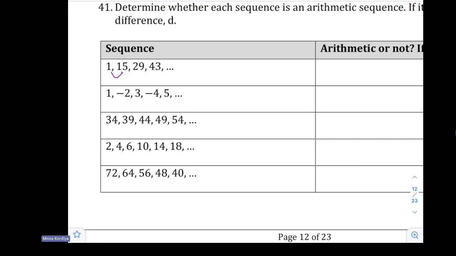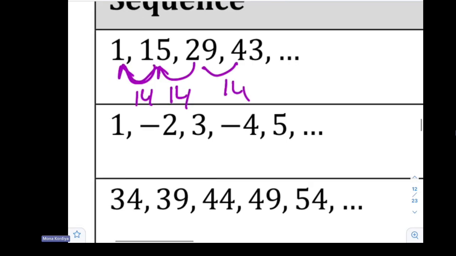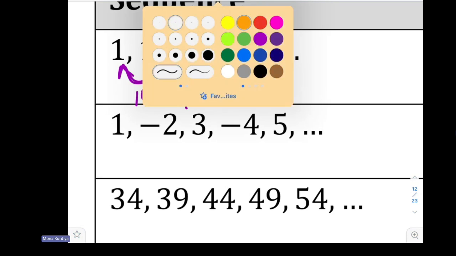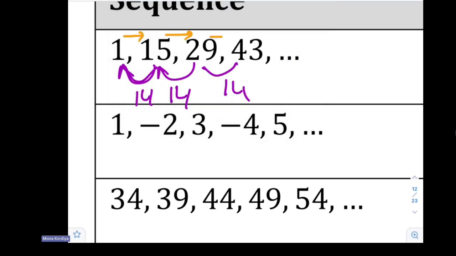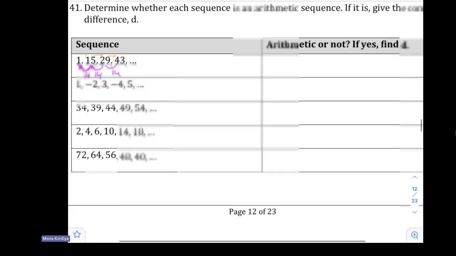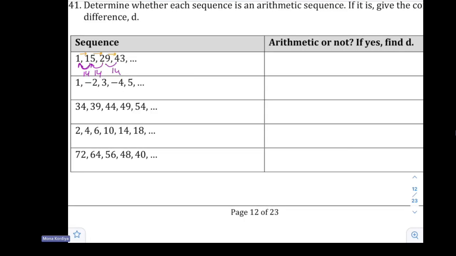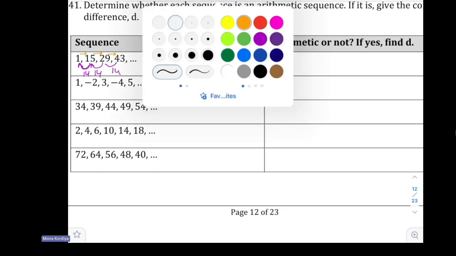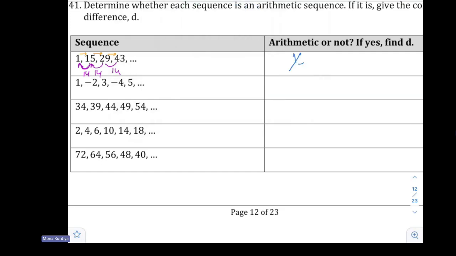What is the difference? 15 minus 1 is 14. 29, so the new minus the old, 14. And this is 14 as well. Mentally, you can do that. Going in this direction, this is adding 14, add 14, add 14. You have to check all the elements if you are asked to check whether it's an arithmetic sequence or not. So since the difference is constant for all, then you have to say, yes, it is. And the difference is, in our case, 14.